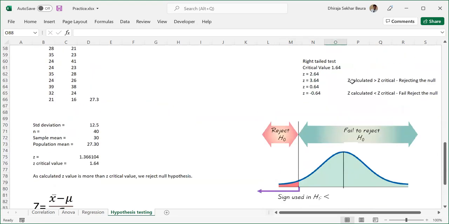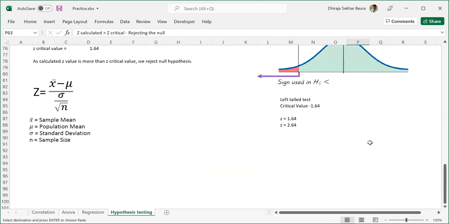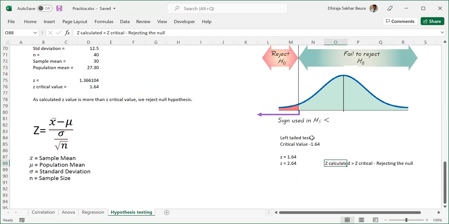Then can I say that if Z calculated is more than the Z critical in this case, then we are rejecting the null hypothesis? Suppose it's negative 1.65, we still reject it, right? Are we rejecting? Because it's larger than the critical value, right? No, no, sorry, minus. The rejection situation is when it becomes lesser.